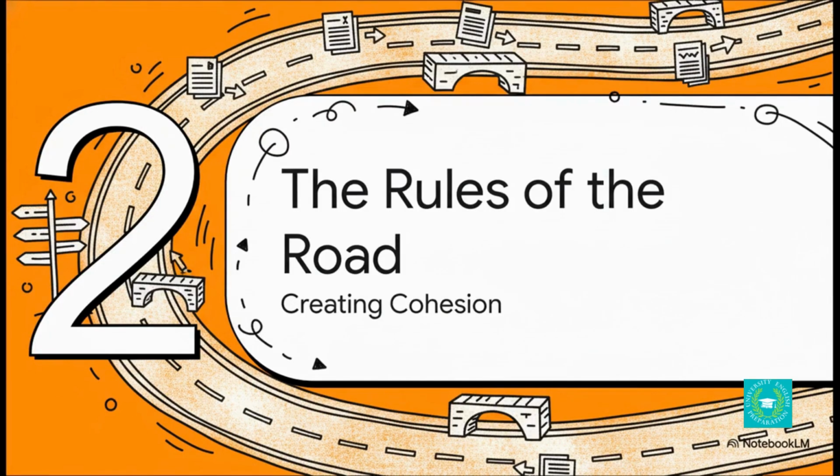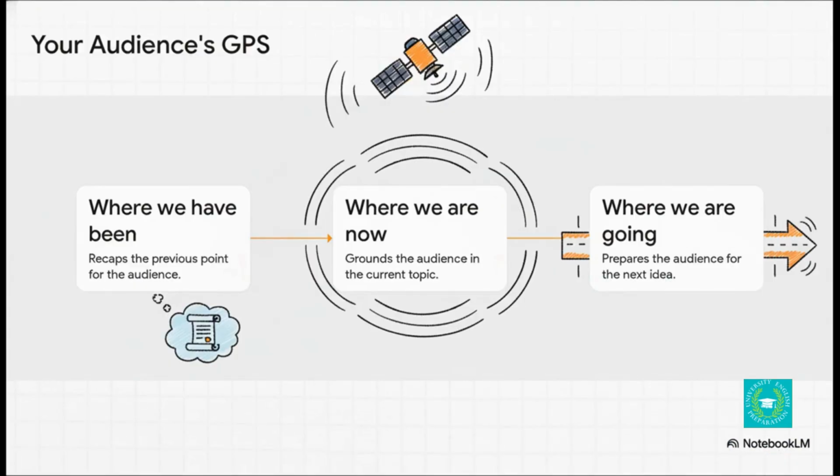So, if signposting is all about building those bridges, what are the rules for building them right? Well, that leads us right to the rules of the road, creating cohesion. This is all about making a logical flow of your argument so smooth, so clear, that it's basically impossible for your reader to get lost. A really good signpost is kind of like a GPS for your argument. It's doing three jobs at once.